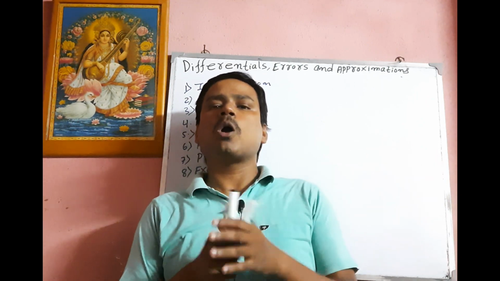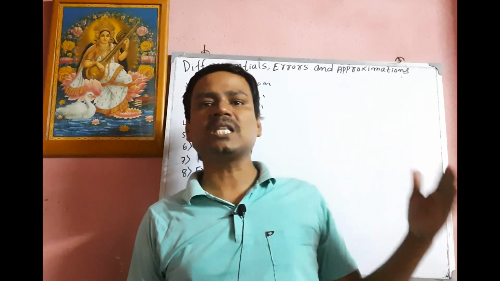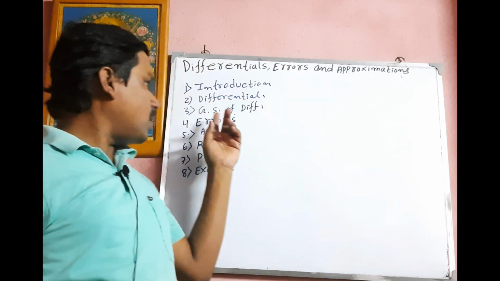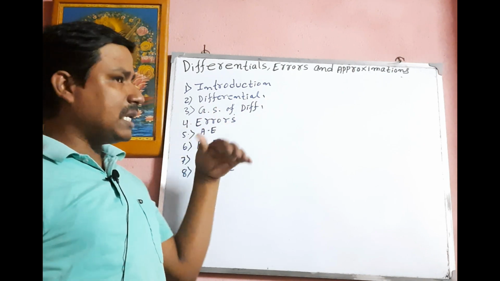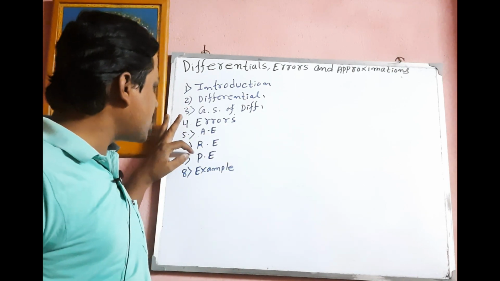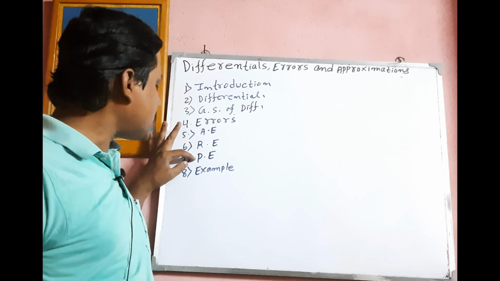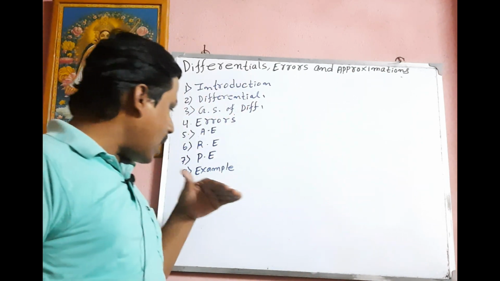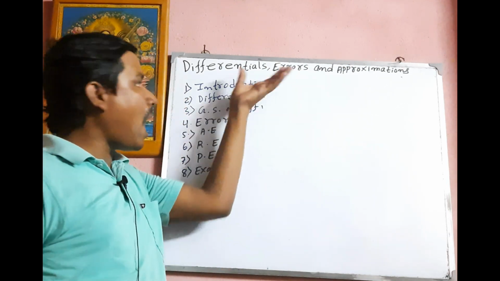In this chapter, at first we are giving some introduction. After that we are giving differential, then the geometrical significance of differential, then the next topic, error. There are three types of error: absolute error, relative error, and percentage error, and these three errors will be discussed later. And in the last section, we are giving some examples about this chapter.